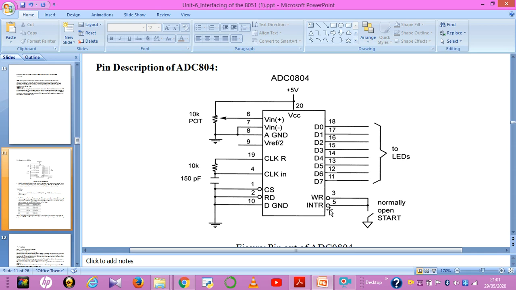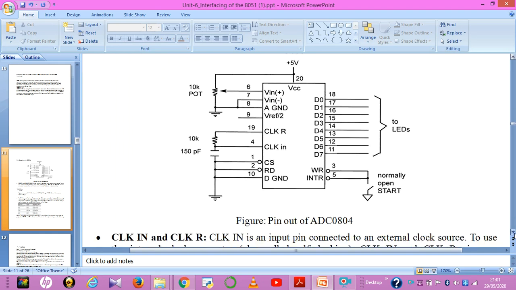Normally open to start, it's connected to INTR. And here you have clock in and clock R. These two pins are used to vary your conversion time. It takes time to convert analog values to digital values. The time varies depending on these two pins. Next, ground and power supplies to keep the ADC 0804 in the enabled state.